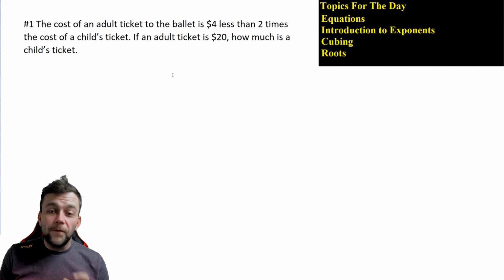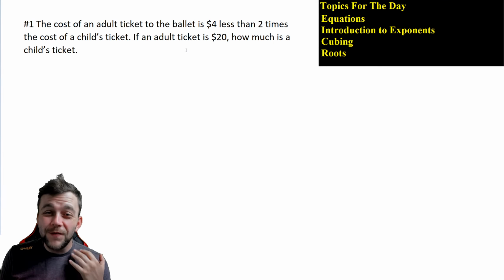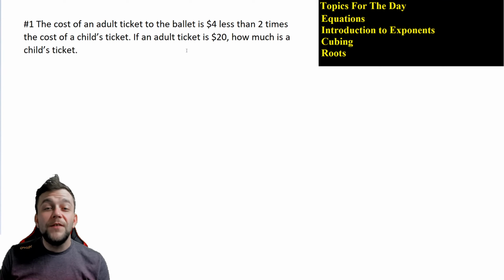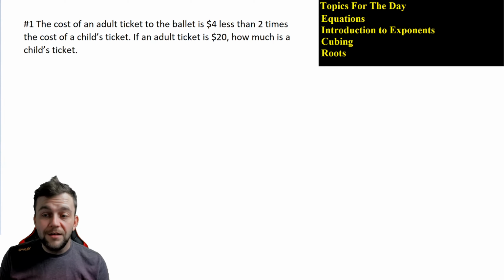So, our first example problem for solving equations is a lovely word problem. Everybody's favorite topic in math is word problems, right? The cost of an adult ticket to the ballet is $4 less than 2 times the cost of a child's ticket. If an adult ticket is $20, how much is a child's ticket?